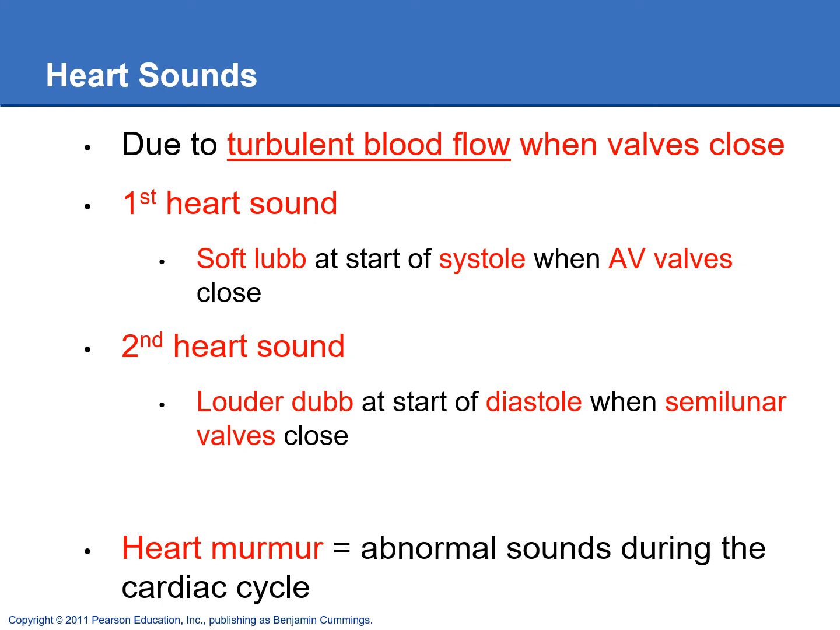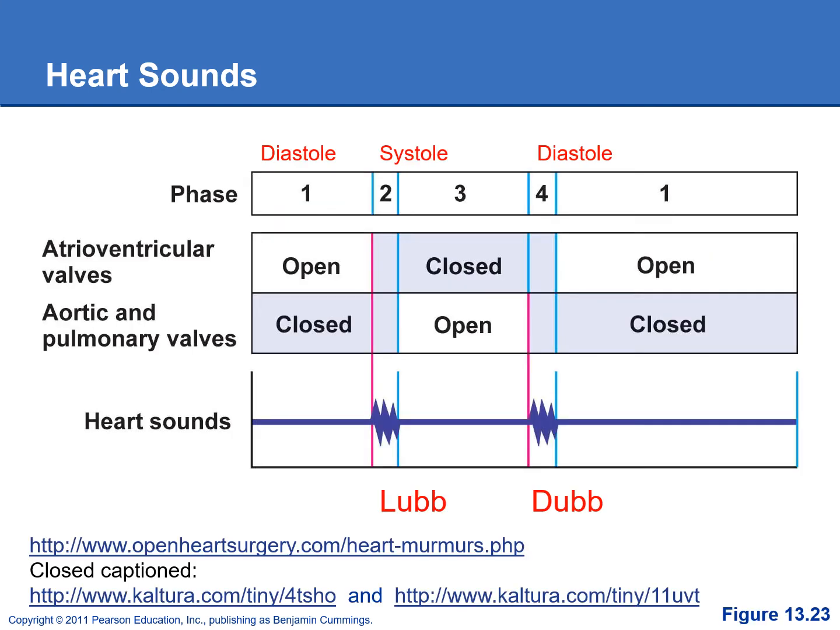We can also hear a heart murmur. These are abnormal sounds that we hear during the cardiac cycle. This is just showing you when we hear the heart sounds. So here's our first heart sound, the softer lub that occurs at the start of systole as the AV valves close. And then here's the louder second heart sound, the dub, that occurs at the start of diastole as the semilunar valves close.